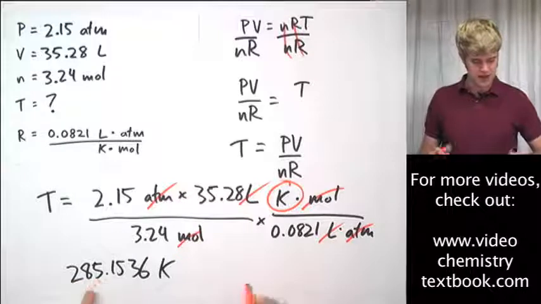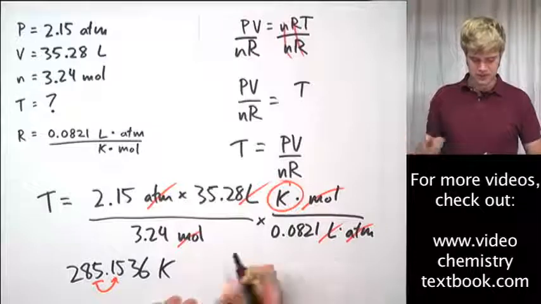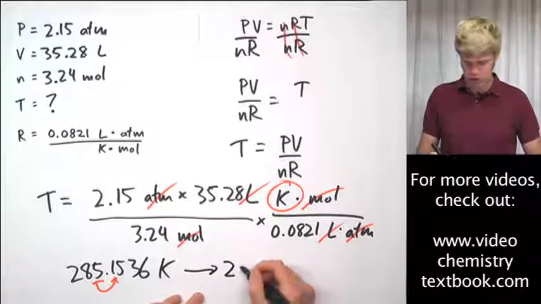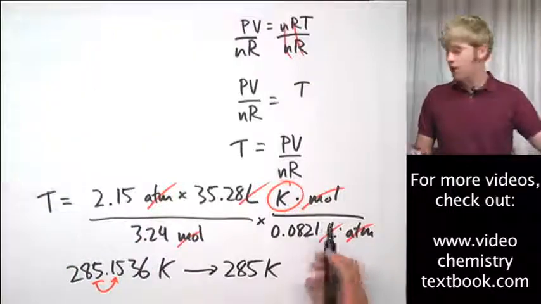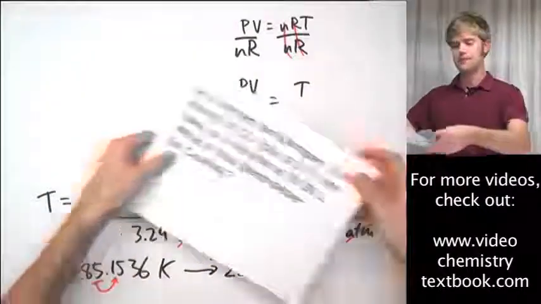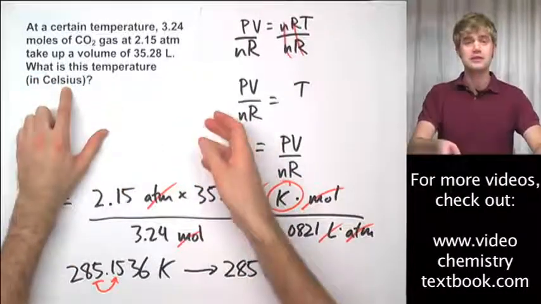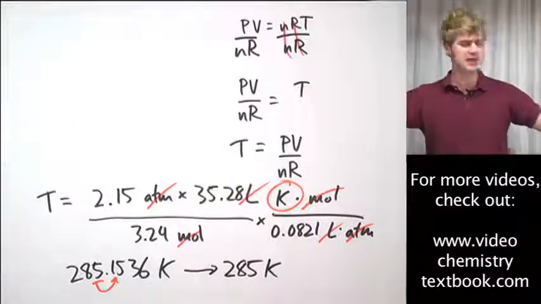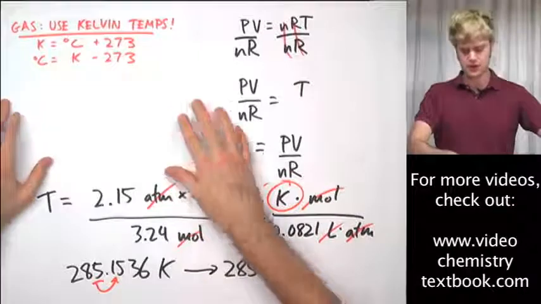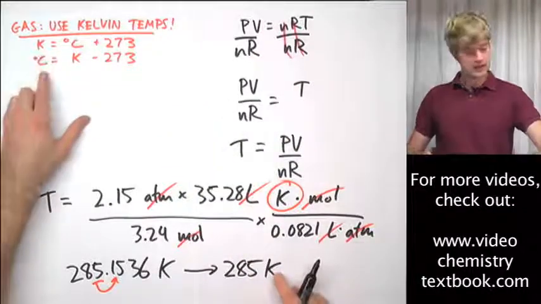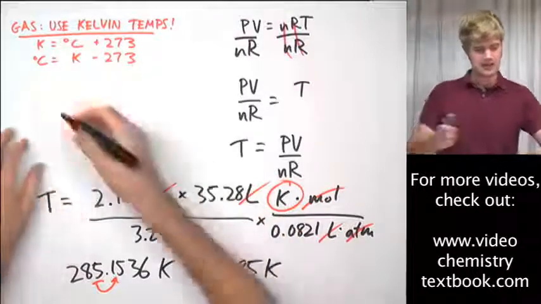Keep the 2, keep the 8, keep the 5, and look next door to the 1. Do I round it up, keep it the same? I keep it the same. So it's going to be 285 Kelvin. But we're not quite done yet, because if you remember, the question asked, what is this temperature, not in Kelvin, but in Celsius? So the last thing that I've got to do is I've got to take this Kelvin temperature that I had and convert it back to Celsius. According to this equation, to get a Celsius temperature, I take the Kelvin temperature and I subtract 273.